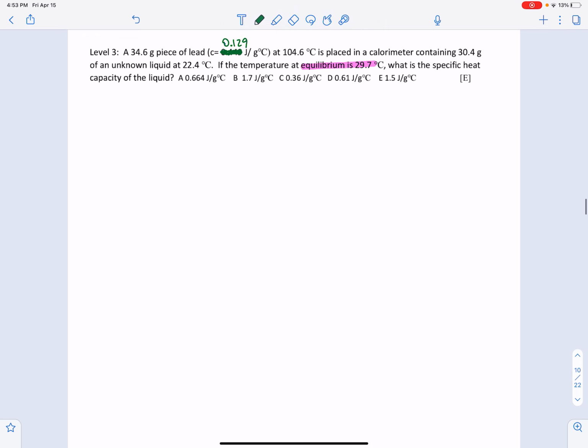So I see this equilibrium temperature right there. And so remember that that is actually the T final of both items. So that's the big key thing, look for that. Also, in your problem, make sure that you've corrected the specific heat of lead. It should have been that other value.